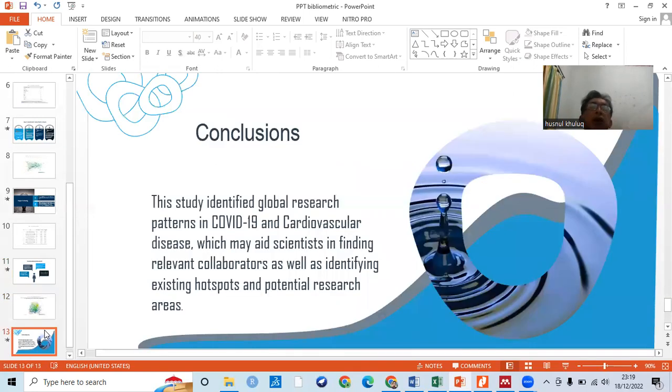Conclusion: the study identified global research pattern of COVID-19 and cardiovascular diseases, which may aid scientists in finding relevant collaborators as well as identifying existing hotspots and potential research areas.